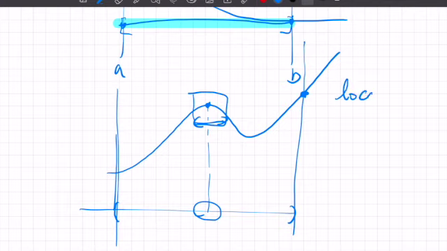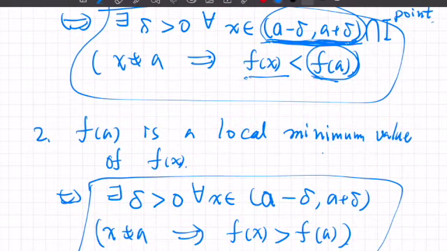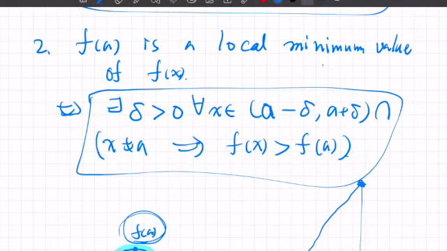Oh, wait a minute. Let me correct a little bit. So this interval should be not just this, but the intersection between this interval I and this open interval. Otherwise, sometimes this may go out of this interval, so we should take the intersection. And same for the local minimum.